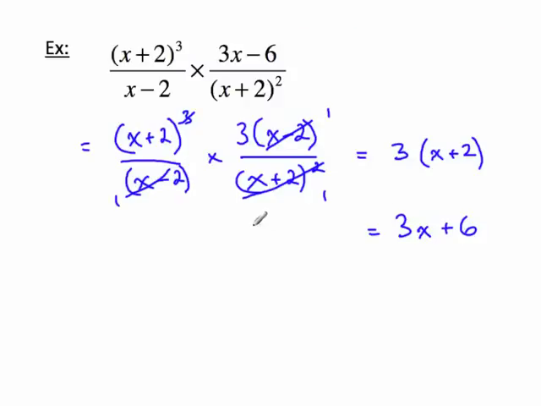In terms of our restrictions, we look at our fully factored but uncancelled denominator, so at this step. So from this one, x cannot be equal to positive 2, because positive 2 minus 2 would be equal to 0. And from this one, x can't be equal to negative 2. So our restrictions are x cannot be equal to 2 or negative 2.